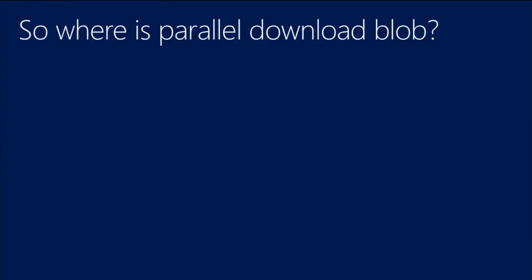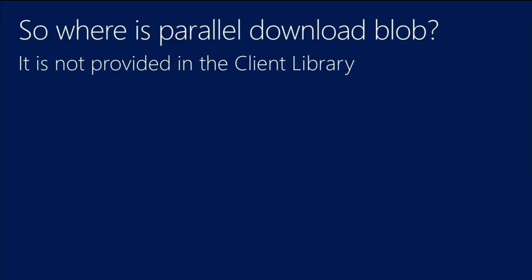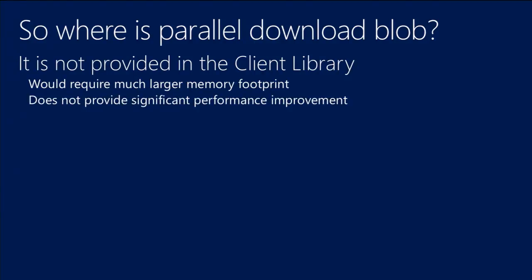All right, so that's parallel upload. And the next thing people always ask me, where's my parallel download? And we have a really good answer. It's not there. And it's not there on purpose. Here's why. It would require a much larger memory footprint. So if we did all these range requests, we'd actually have to put them in memory and then shuffle them and make sure we write to your stream in the correct order. If the first range took some larger amount of time, we'd be blocked before we could write data, things like that. And then in our experimentation, it actually didn't provide any significant performance improvement.